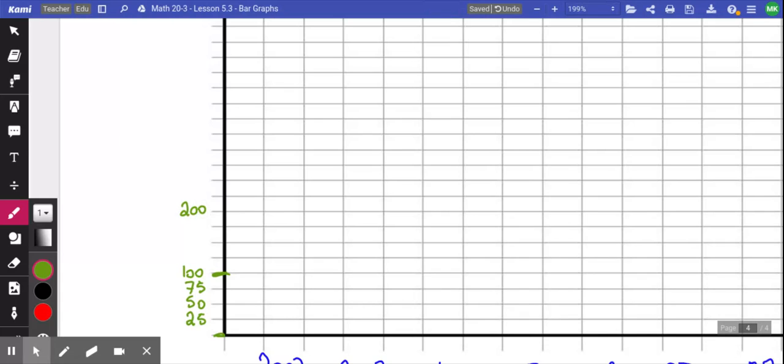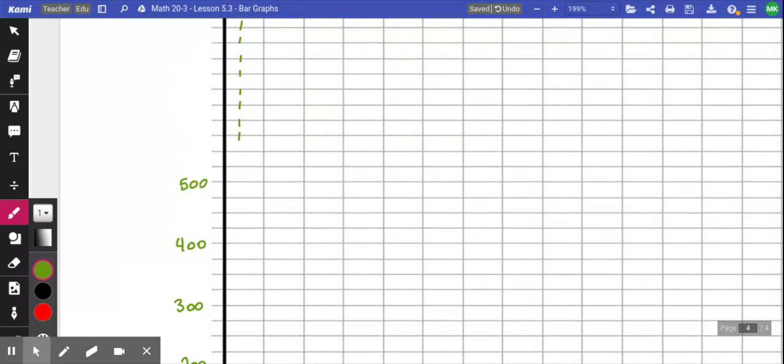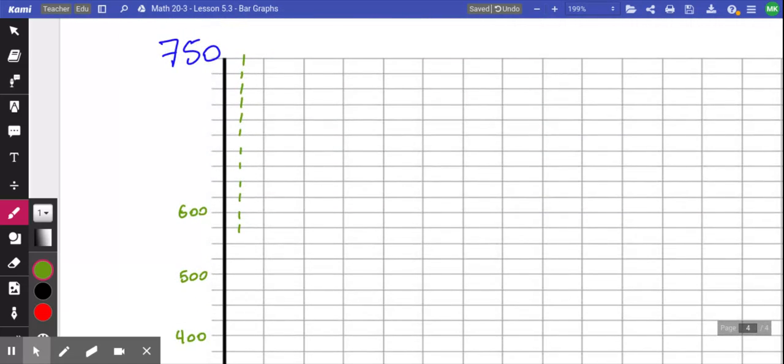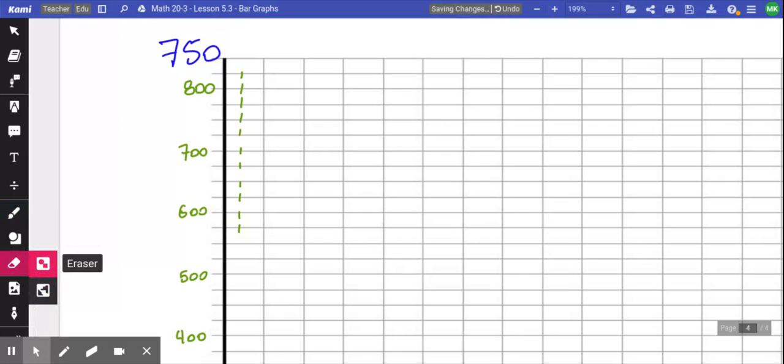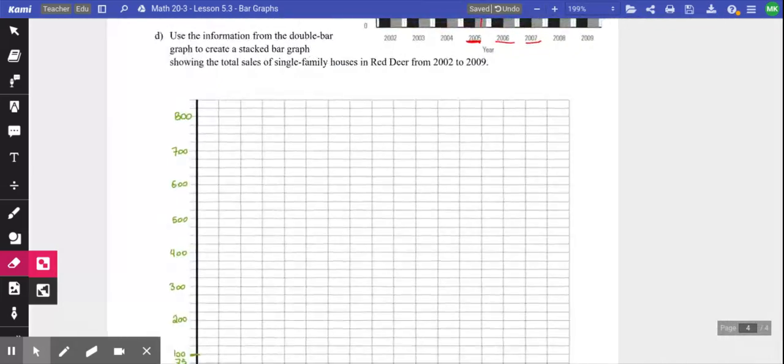Then I go 1, 2, 3, 4, go 300. 1, 2, 3, 4, 400. 1, 2, 3, 4, 500. 1, 2, 3, 4, 600. 1, 2, 3, 4, 700. 1, 2, 3, 4, 800. And at least now we're using most of our chart, right? And that should always be your goal when you're building these charts. Try your best to fill it as much as you can.